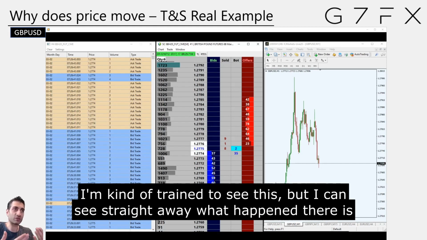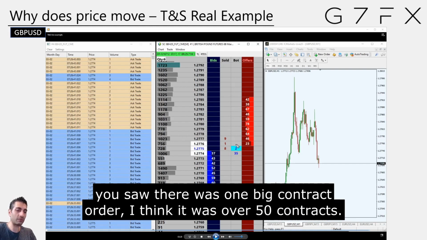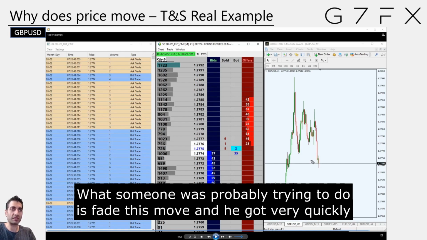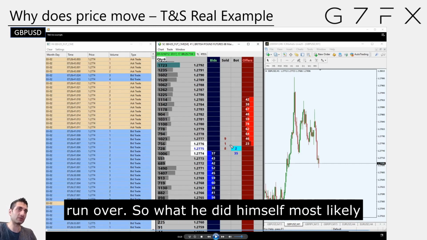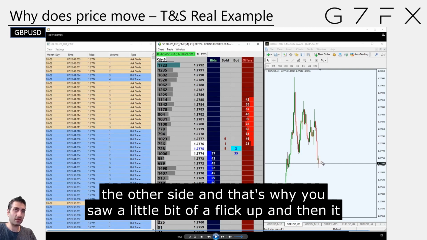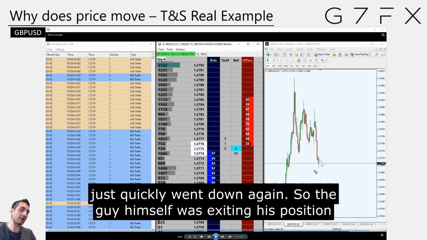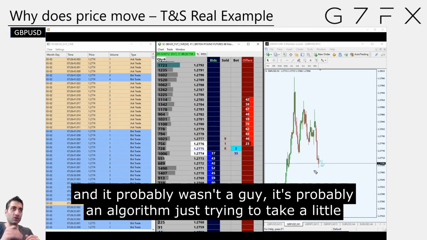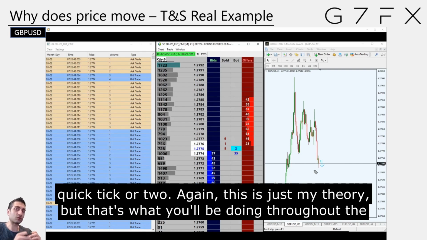So obviously for me, I'm kind of trained to see this, but I can see straight away what happened there is you saw there was one big contract order. I think it was over 50 contracts. What someone was probably trying to do is fade this move, and he got very quickly run over. So what he did himself, most likely, is he dumped. And that's what you saw come in on the other side. And that's why you saw a little bit of a flick up, and then it just quickly went down again. So the guy himself was exiting his position, and it probably wasn't a guy. It was probably an algo just trying to take a little quick tick or two. Again, this is just my theory, but that's what you'll be doing throughout the day.